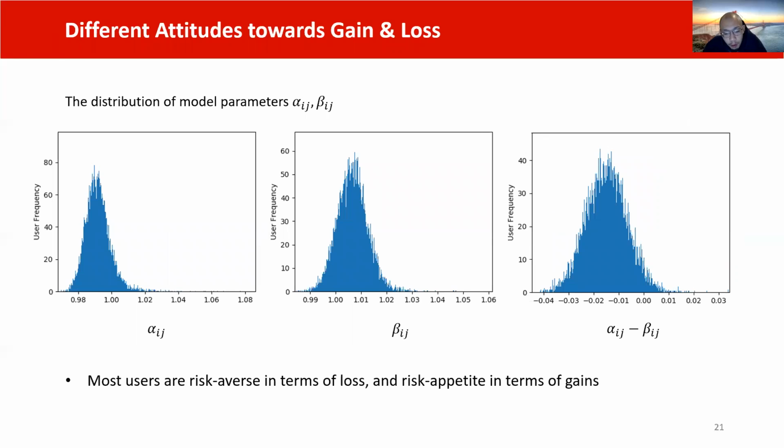On this page, we show the distribution of RFIG and beta-IG for all the users, which will control the estimation of utility. We can see the normal distribution's mu is actually less than 0. So most users are risk averse in terms of loss, and risk appetite in terms of gains. This is the same as the conclusion of the previous economic researchers.